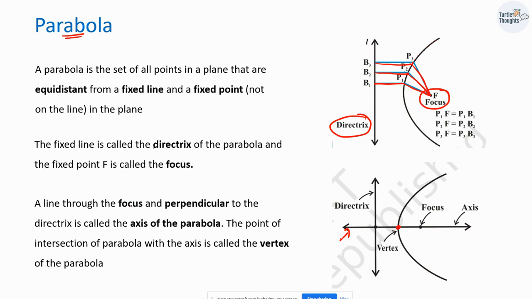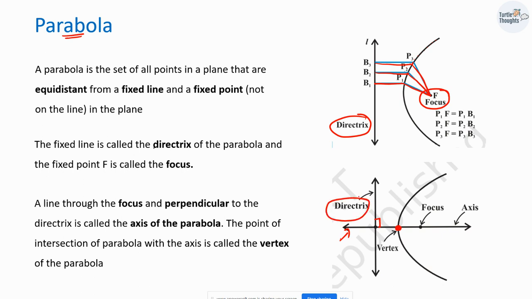The line which passes through the focus and which is perpendicular to the directrix is called the axis of the parabola. The point of intersection of the parabola with the axis is called the vertex of the parabola. So these are the few terminologies about parabola that you have to know.